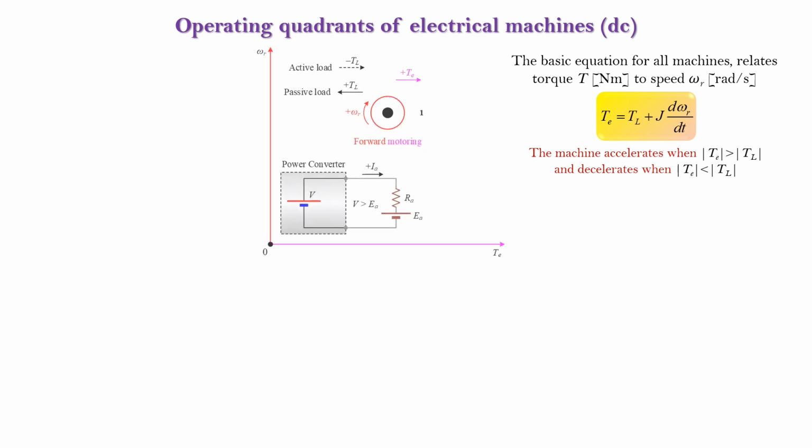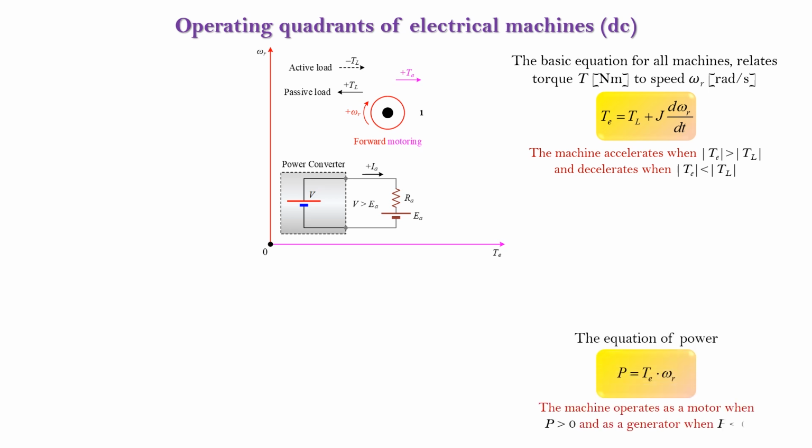In the first quadrant, speed and torque take positive values. Therefore, the machine operates as a motor, with a clockwise direction of rotation, and the power is positive. The equivalent circuit refers, for simplicity, to a DC machine.